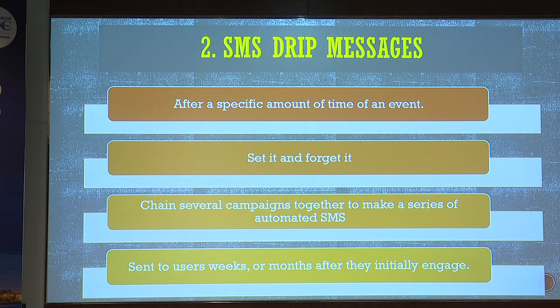In the drip technique, messages are sent automatically to subscribers after a specific time interval of an event. With this feature, you can chain several campaigns together to make a series of automations sent after days, weeks, or months after they initially register with us.